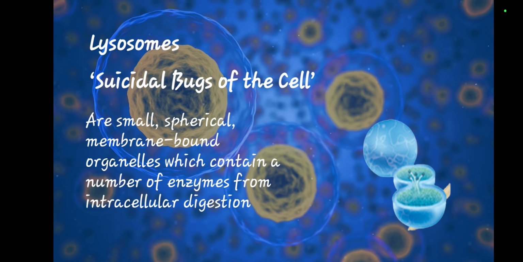So what are the functions of lysosomes? There are a lot of functions of lysosomes, but I will be mentioning five. Number 1 is intracellular digestion. Number 2, removal of dead cells. Number 3, role in metamorphosis. Number 4, help in protein synthesis. And lastly, help in fertilization. That is the main function of lysosomes. Okay? So now let's proceed.